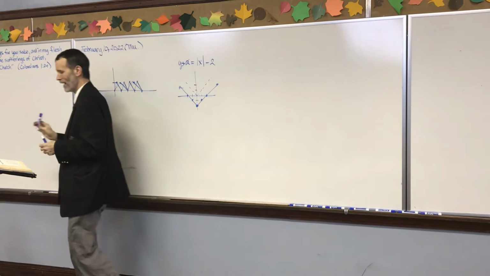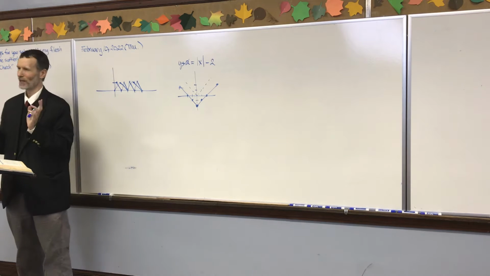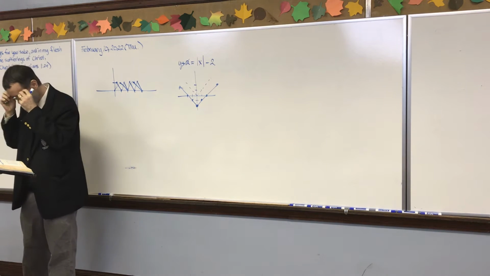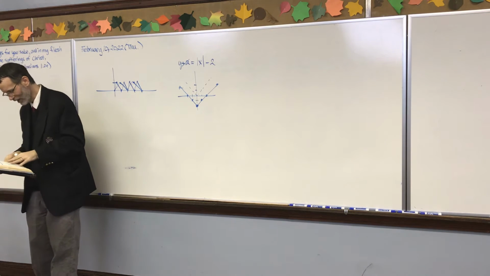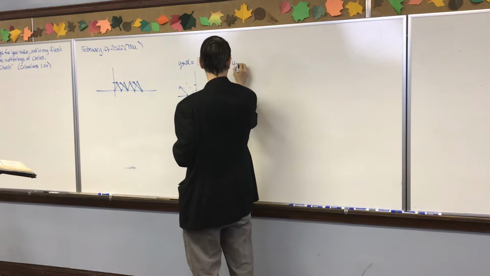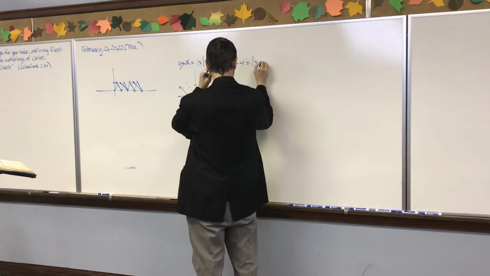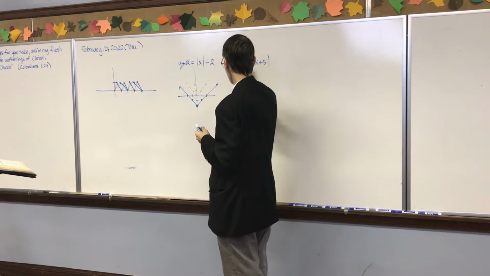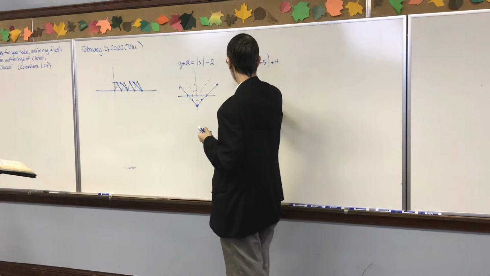If y is not by itself, make sure it is by itself, because y equals is the universal code for graphing it. They did that with C as well. y minus 4 is equal to the absolute value of x plus 5. Now again, get rid of this by adding 4 to both sides.